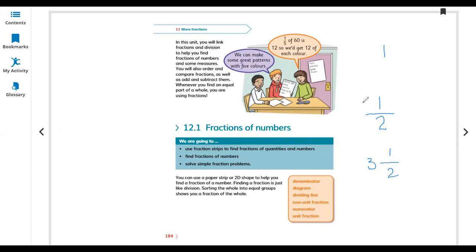So in this lesson, we are talking about fractions, up and down. Down, denominator; up, numerator. So the denominator should be the total shape parts we write down, and up, the numerator, which we are selecting, or the colored part. Okay, we are mentioning it above. We can say sorting the whole into equal groups shows your fraction of a whole.